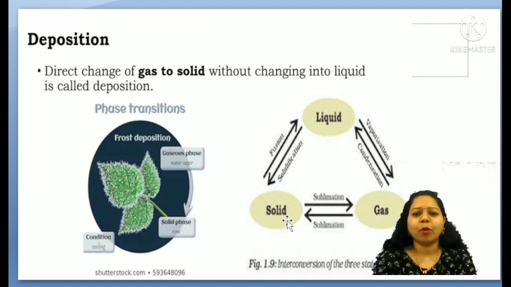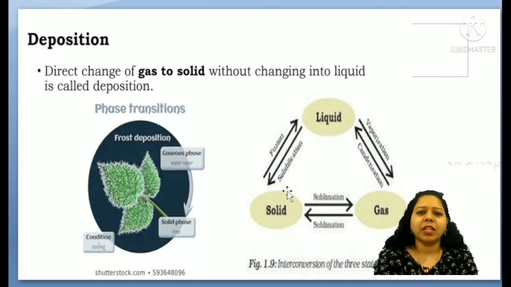Now we'll see examples of this. Example of fusion: when solid turns into liquid, the best example is ice. When ice turns into water, that is the example of fusion. Again, when water turns into vapor, that is vaporization. Sometimes vapor, because of temperature, turns into liquid, and that is known as condensation. Water, when we reduce the temperature, gets converted into ice, and that is known as solidification.